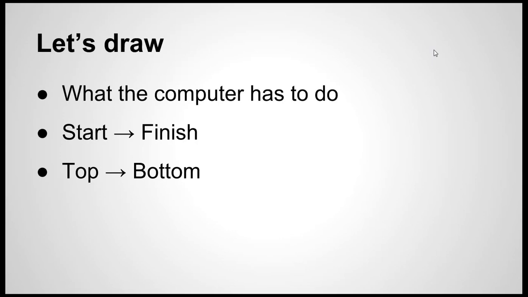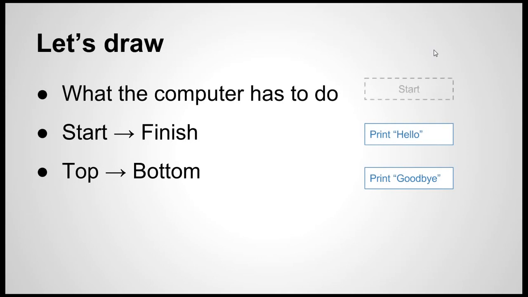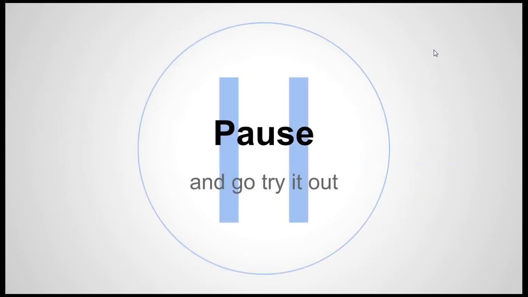So let's start by drawing some steps. Every step that your computer has to do for the program to work, like print hello. This is for another program basically, but you get the idea. And have each step inside a box like this. Another step, print goodbye. You try to have it drawn from start to finish and from top to bottom. So now go ahead and try that. Pause first and go ahead and try that, and I'll check back later.